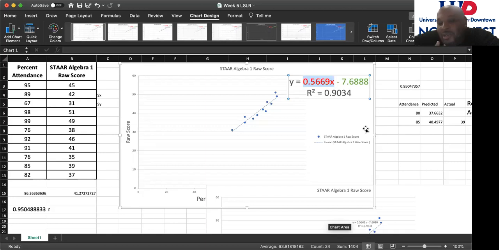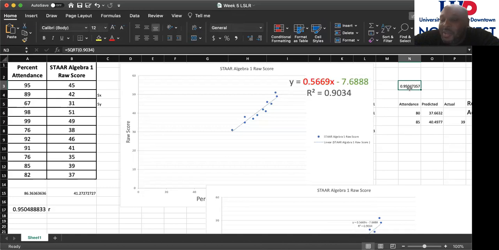One of the answer choices will be 0.9034. One of the answer choices will be 0.5669. One of the answer choices will be negative 0.7688. One of the answer choices will be this right here. The other answer choice will be a negative version of that. You need to pick the right answer. You should be able to do that, though. But anyway, do y'all have any questions?